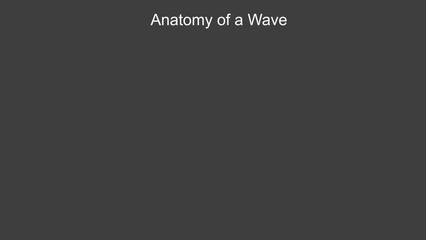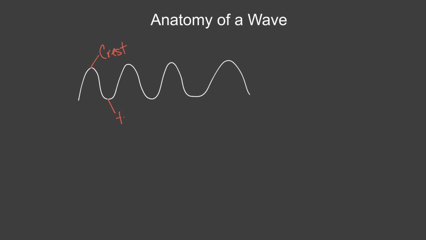First up, let's look at the anatomy, or like I said, the structure of a wave. So we'll draw a quick wave in here, and sorry for the rough drawing, but we want to label the different parts. If we're looking at the parts of a wave, we have a crest at the top of the wave, and we have a trough at the bottom of the wave. So the top of the wave is the crest, the bottom is the trough.